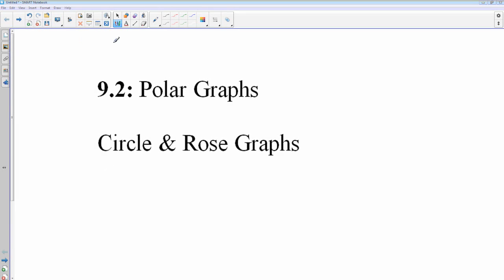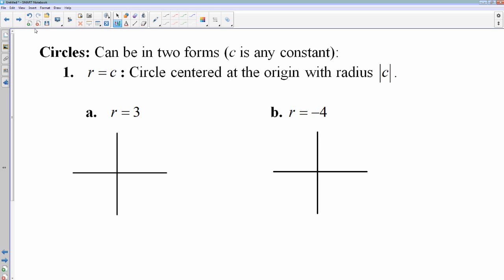Okay, looking at polar graphs, we're going to look at circles and roses in this. There are two types of circles that we're going to do in polar world. The first one is what we did in class the other day.